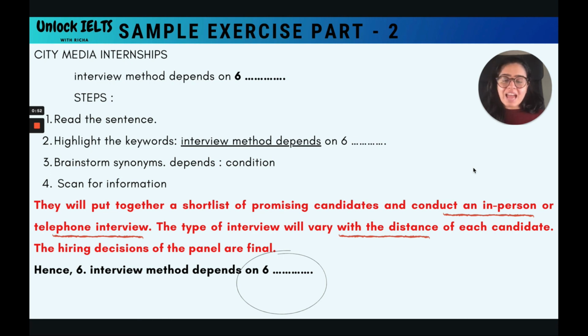I have picked up that part of the passage which is related to the keywords given in the question. The first and the second line of this paragraph says, conduct an in-person or telephone interview. The type of interview will vary with the distance of each candidate. Going back to the sentence once again, clearly the word distance is the right answer for this question.